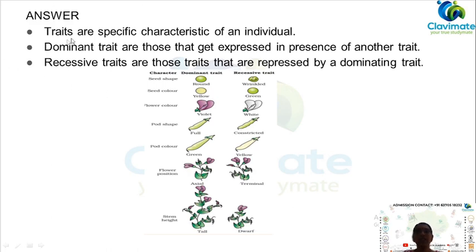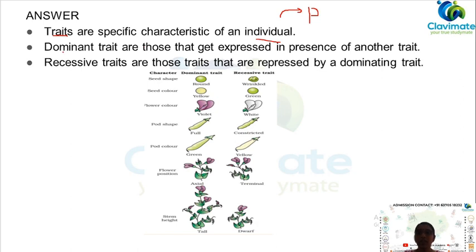Before going on to what a dominant and recessive trait is, you have to know what a trait is. Traits are specific characteristics of an individual. The individual can be an animal, human, or a plant. Here we take the plant which Mendel chose.